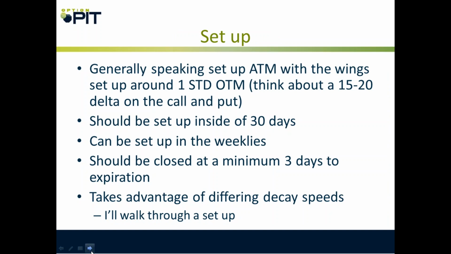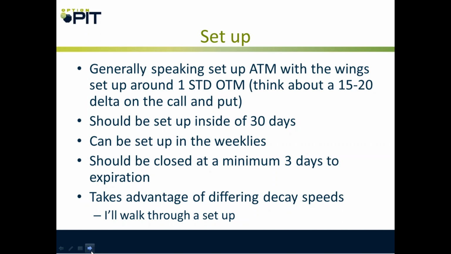So generally speaking, here's how we set these up, and then we'll walk through setting one up. Generally, set up an at-the-money iron butterfly with the wings set around one standard deviation out of the money. Think about 15, 20 delta on call and put. They should generally be set up inside of 30 days. They can use weeklies. They should be closed at a minimum of 3 days to expiration, and sooner the better. Don't carry these for a long time. And they take advantage of differing decay speeds.